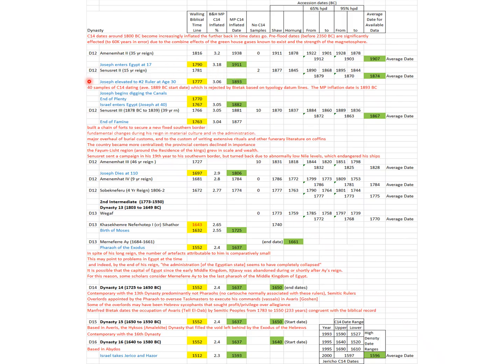But we know that Joseph was elevated to the second ruler at the age of 30, which would have been 1777, and that is again an inflated date of about 1893 when we apply our percentage there. That would have been very close to that 1800 BC where the atmospheric conditions would be throwing that off a little bit. So we can see that it's not quite a perfect match there. It's not bad though. It actually is within the date range of 1895.